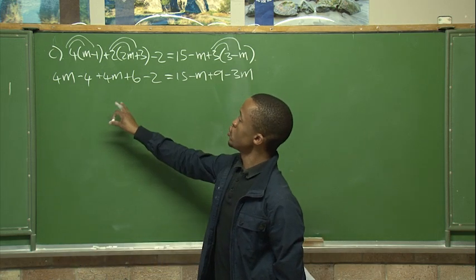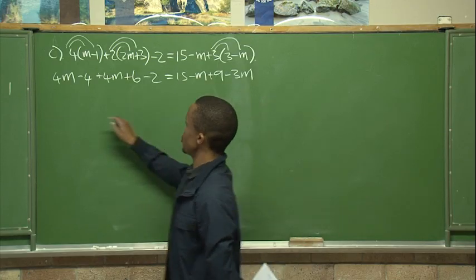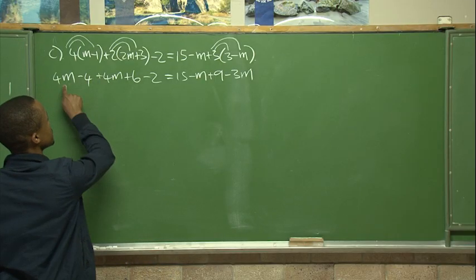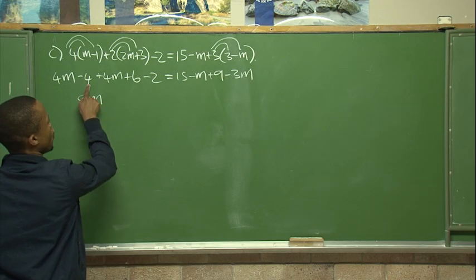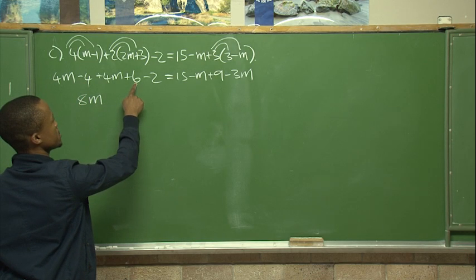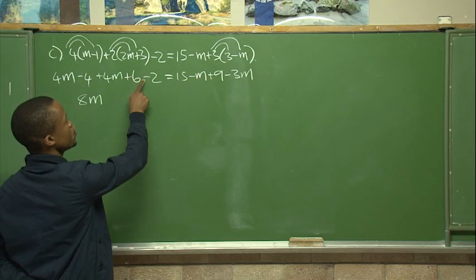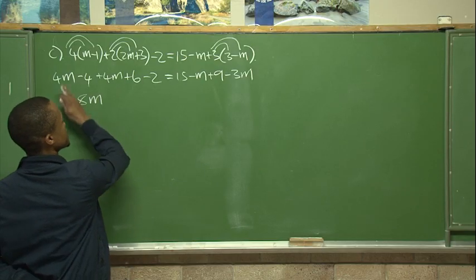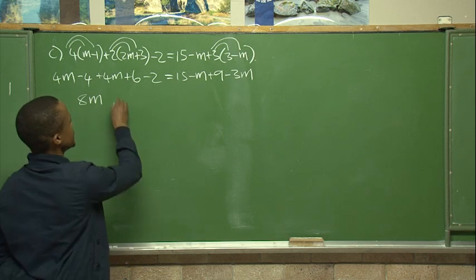What we then do, we add our like terms, or we combine our like terms. So notice that 4m and 4m are like terms, so we add the two like terms. 4m plus 4m will give us 8m. Negative 4 plus 6 will give us positive 2. And positive 2 minus 2 will be 0. So in other words, when you add our like terms on the left-hand side of the equation, we are left with 8m is equal to.